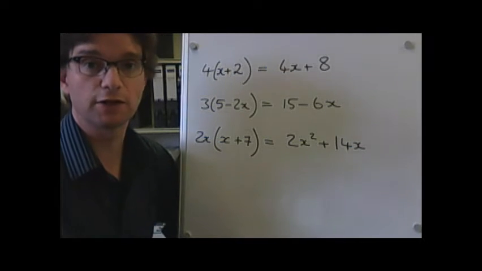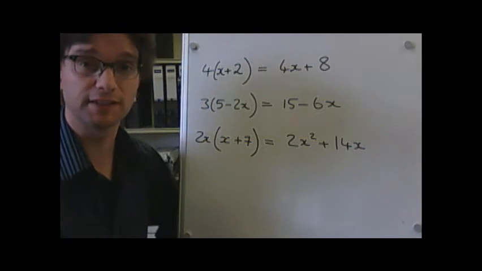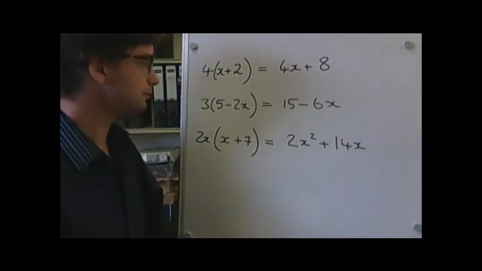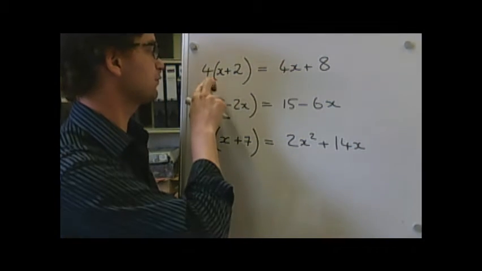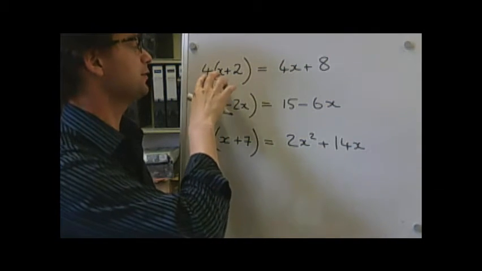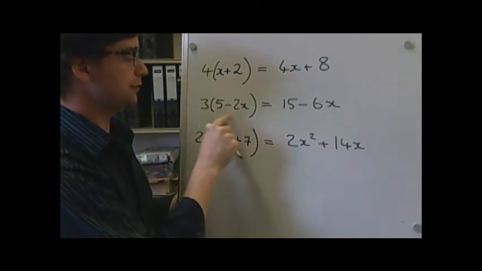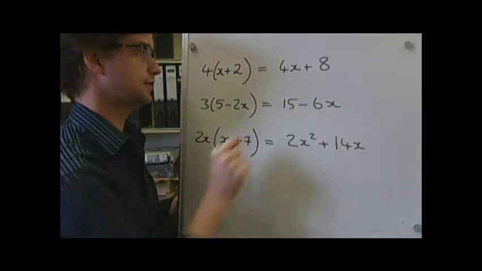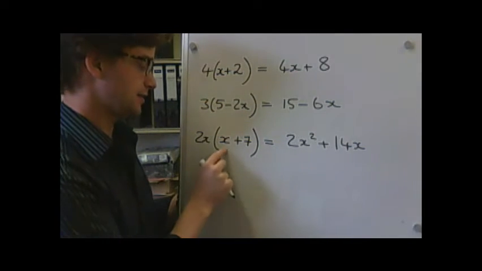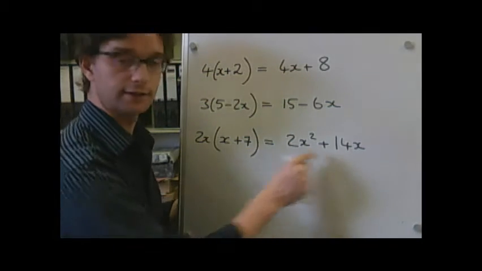Video about factorising simple expressions. Now, factorising is just kind of the opposite of multiplying out. Look at these. These are some examples of multiplying out brackets. You've got 4 lots of x plus 2, then you get 4x plus 8. If you've got 3 lots of 5x minus 2, then you get 15x minus 6. If you've got 2x into x plus 7, then you've got 2x squared and 14x.